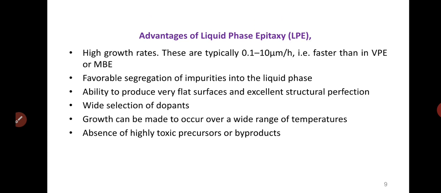Ability to produce very flat surfaces and excellent structural perfections. And here in this method, a wide selection of dopants is possible. And this growth technique can be made to occur over a wide range of temperatures. And in this method, highly toxic precursors or byproducts are absent.